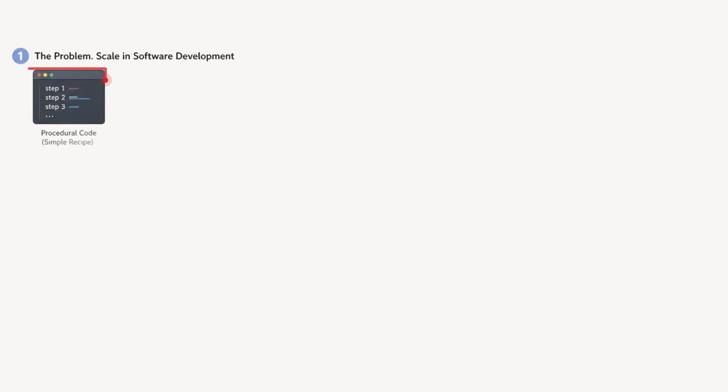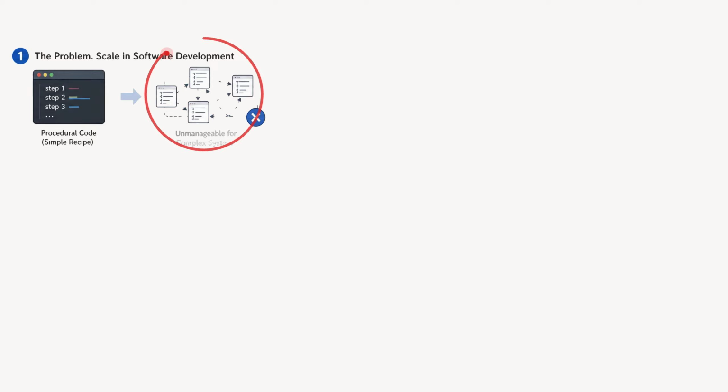Let's talk about why object-oriented programming, or OOP, exists in the first place. At its core, it solves the problem of scale in software development. When most beginners start coding, they write what we call procedural code. This functions essentially like a simple recipe. You just tell the computer to perform step 1, then step 2, and then step 3. While this approach works perfectly fine for small, isolated tasks, look at what happens as systems grow.